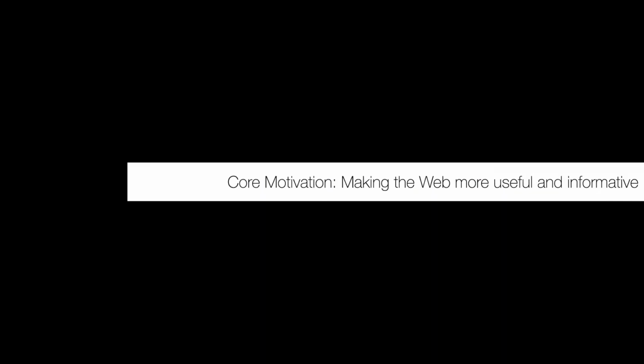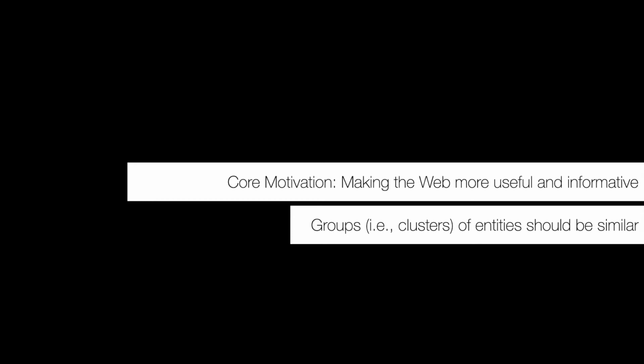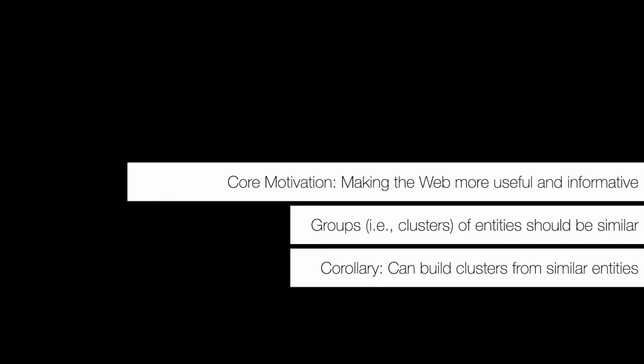So returning to our motivation about making the web more useful, when we talk about groups, we are talking about groups of things or clusters of things that should be similar in some way. But if we're able to leverage this similarity, then we can actually go the other way as well. So rather than knowing the groups beforehand and then inferring that objects in them are all similar, we can say we should be able to build these clusters by looking for similar entities. By being able to measure similarity between a bunch of different objects or entities, we can figure out what these clusters really should be.